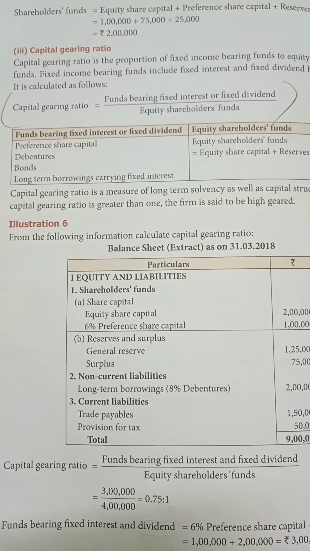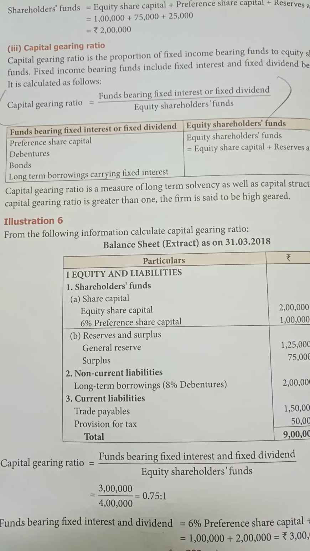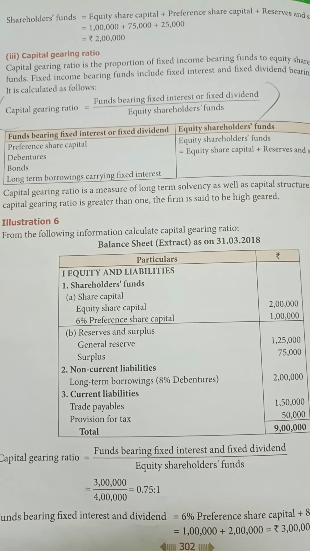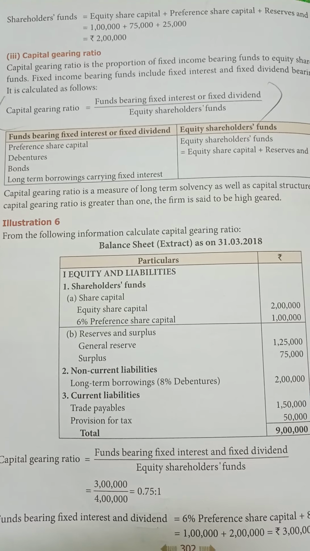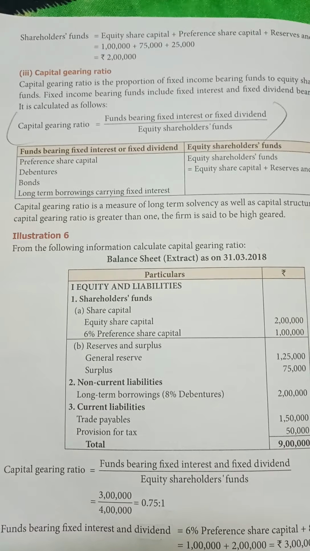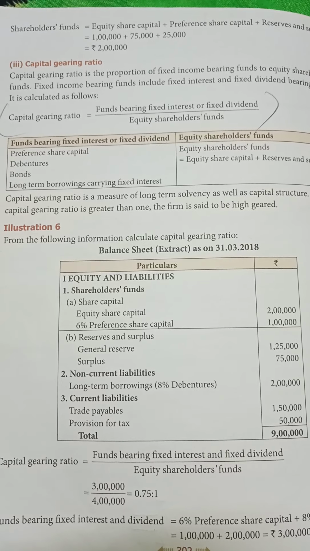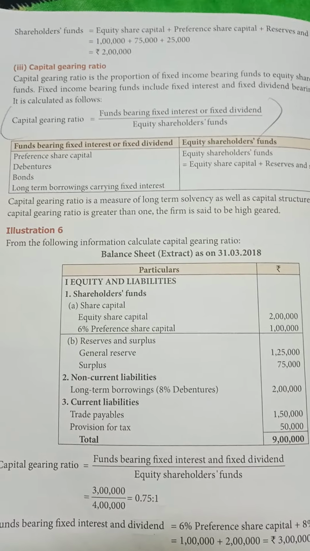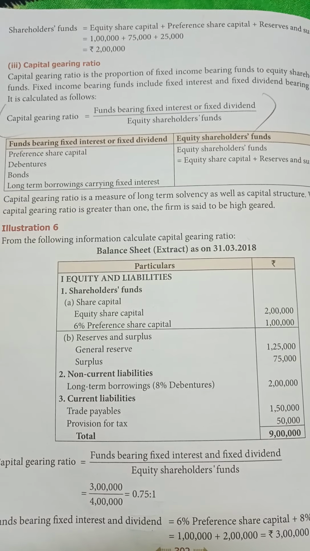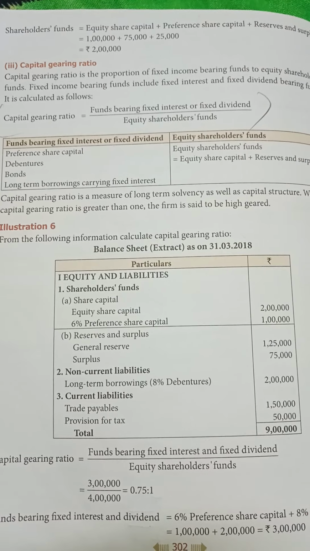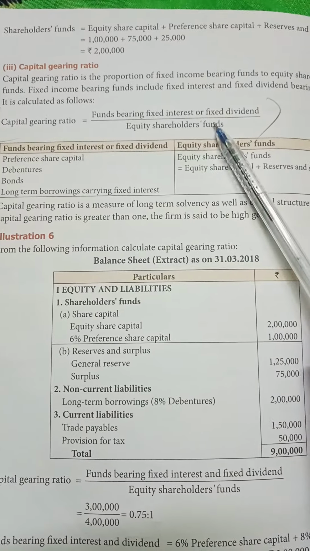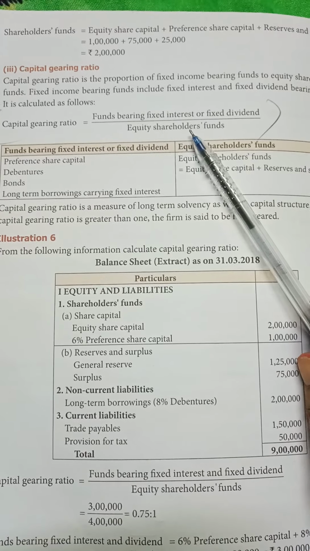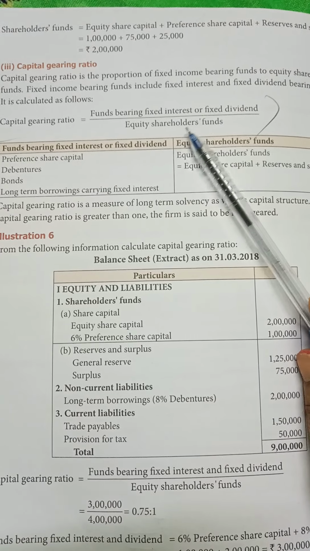Third topic, capital gearing ratio. Here, capital gearing is nothing but finding out the funds which bear a fixed income, that is, a fixed interest or a fixed dividend. If we have any fixed rate of interest or dividend, then those funds must be written in the numerator, and in the denominator you will write the equity shareholders funds.